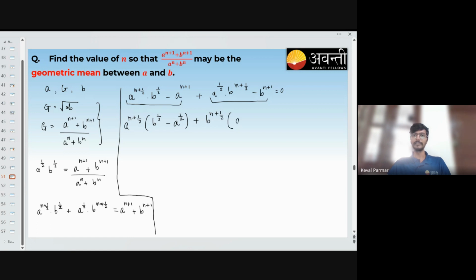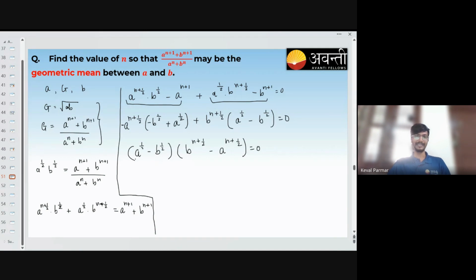I'll be left with a raised to half minus b raised to half equals to 0. So, here the minus has gone wrong, right? If I take minus common here, this becomes plus, this will become minus. Then I can take a raised to half minus b raised to half common, and what is left inside? b raised to n plus 1 by 2 minus a raised to n plus 1 by 2 equals to 0.